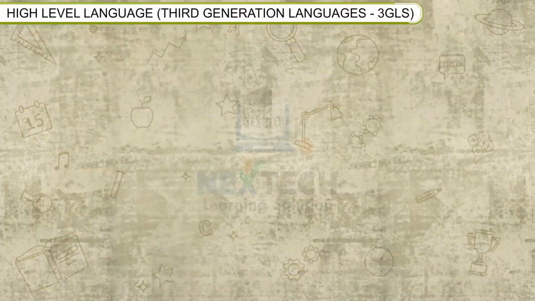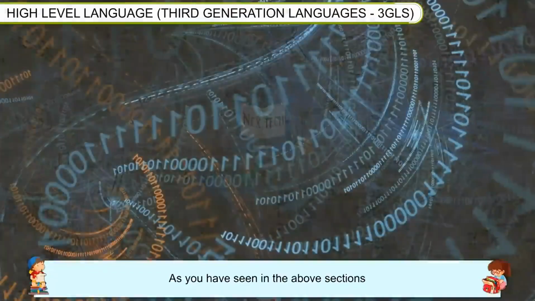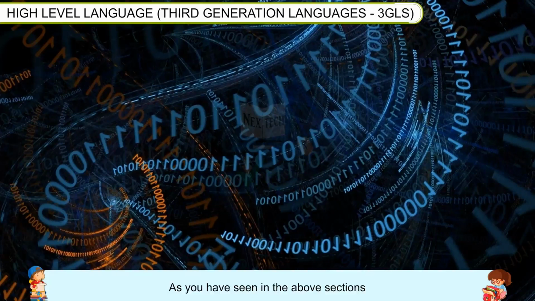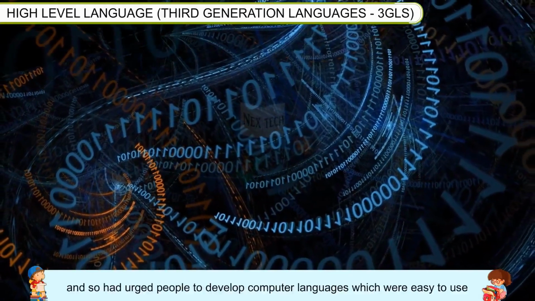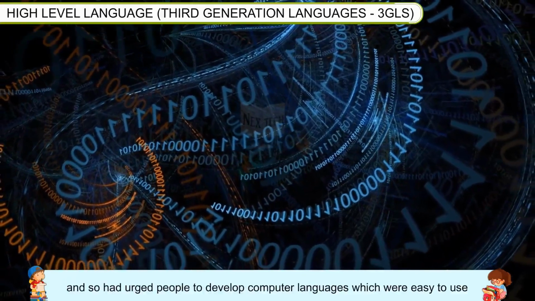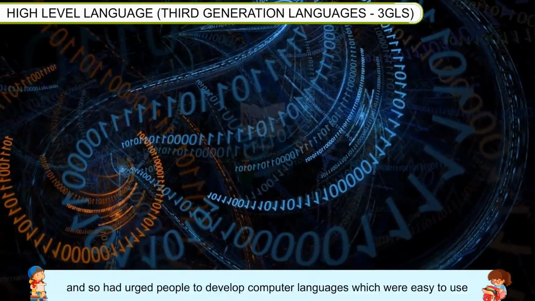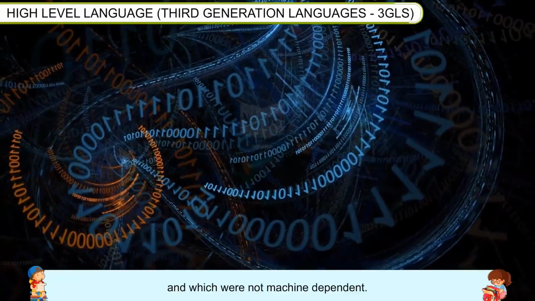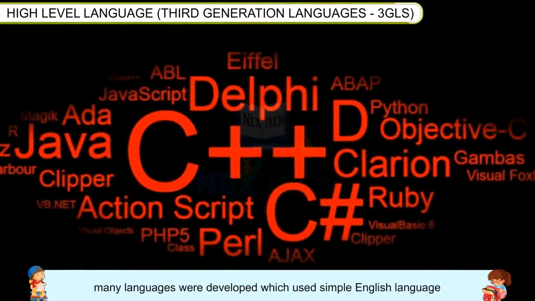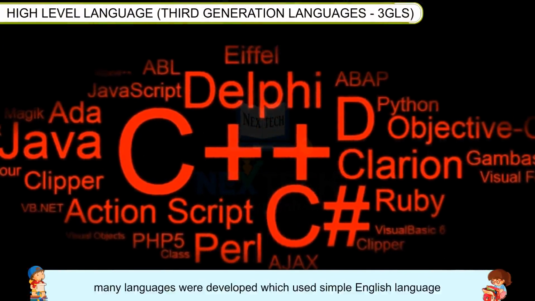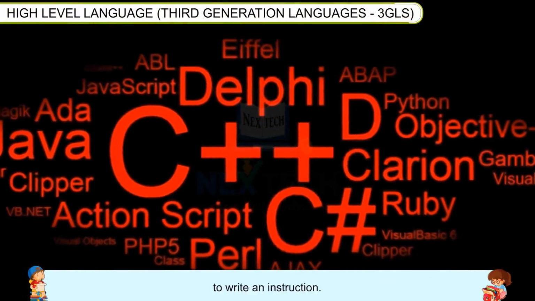High-level language, third-generation languages, 3GLs. As you have seen in the above sections, machine and assembly languages had disadvantages and so urged people to develop computer languages which were easy to use and which were not machine-dependent. Owing to this, many languages were developed which used simple English language to write an instruction.